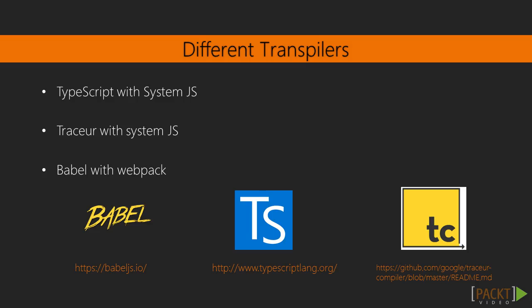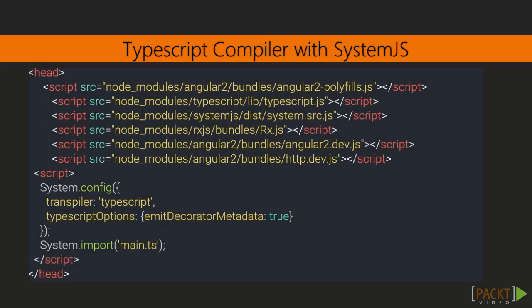There are a number of ES 2015 to ES5 transpilers out there, such as TypeScript, Traceur, and Babel. We will be configuring these with our loaders and will be using them for transpilation. Babel was written by a guy named Sebastian McKenzie, now one of the popular tools with Webpack Loader. Traceur, on the other hand, is a Google project. TypeScript compiler is supporting transpilation of TypeScript decorators and annotations back to ES5. Let's see how we are configuring these transpilers with our loaders.